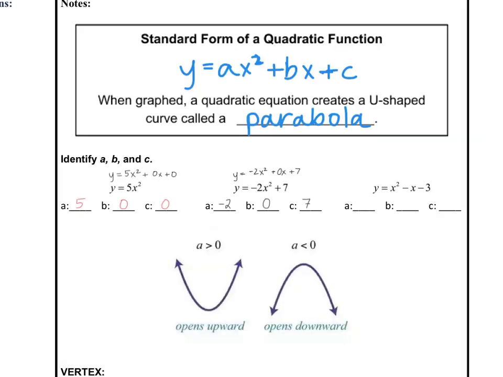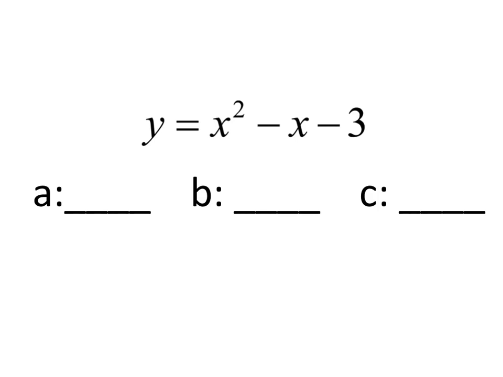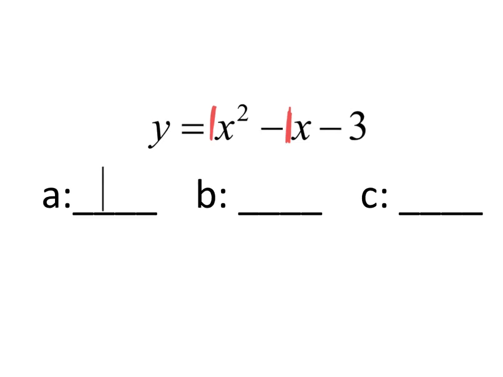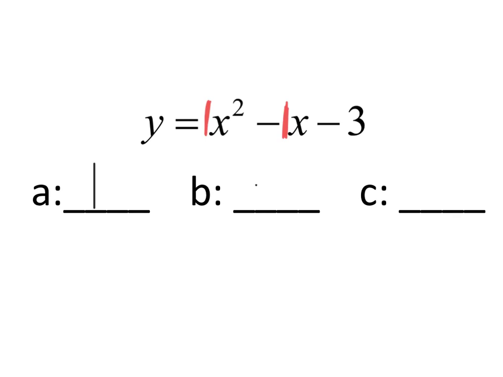Last one, y equals x squared minus x minus 3. This already has three terms, so I'm not going to rewrite it, but we need to make sure we know what the coefficients are in front of each of those variables. There's a 1 here and a -1 in front of the b term. So a is 1, b is -1, you got to pay attention to the sign, and c is -3.